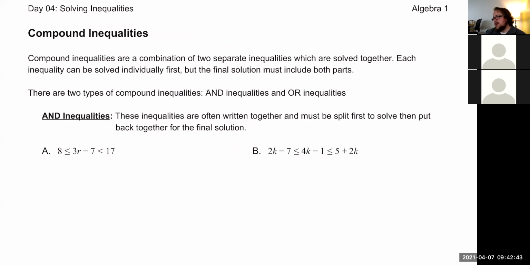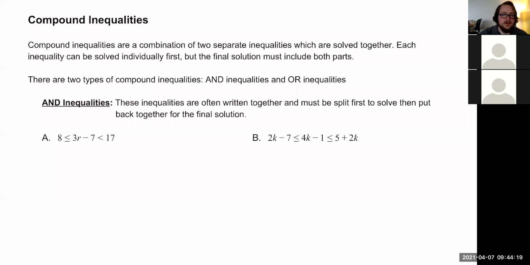So what that means for us essentially is, yes, we have double the work, but all we're going to really do is solve one of the inequalities all the way through, just like we did before, and then jump over to the second one and solve it all the way through. And we'll have two parts of the answer. At the very end, we then figure out what those two parts mean together. Now, there are two types of compound inequalities. There are "and" inequalities, which use the word and, and there are "or" inequalities, which use the word or.